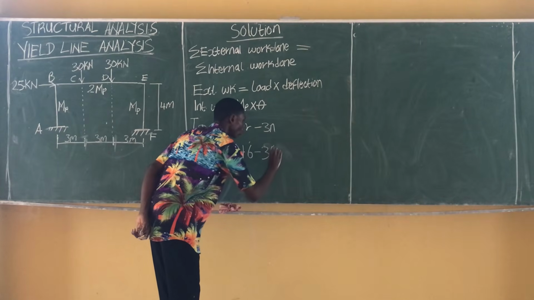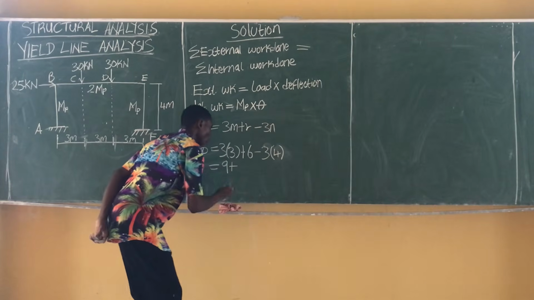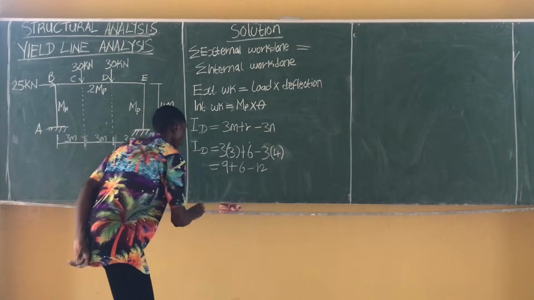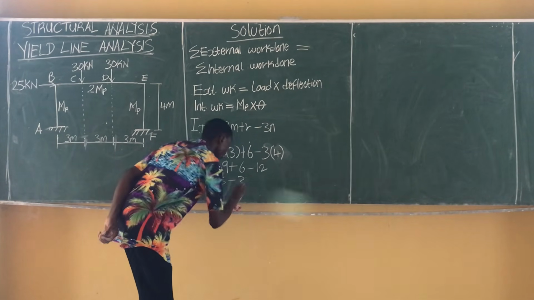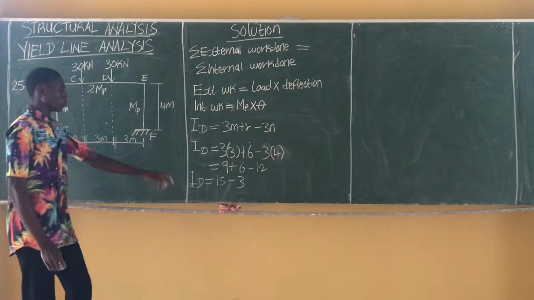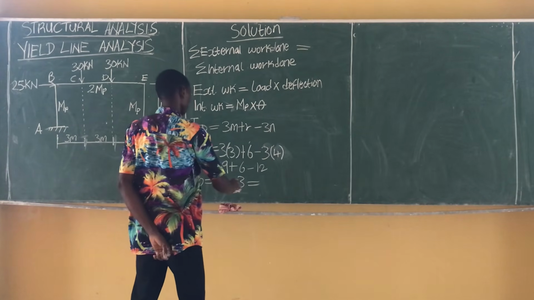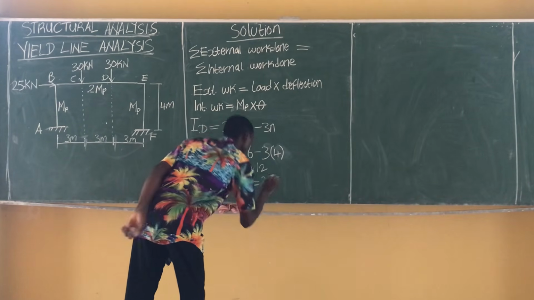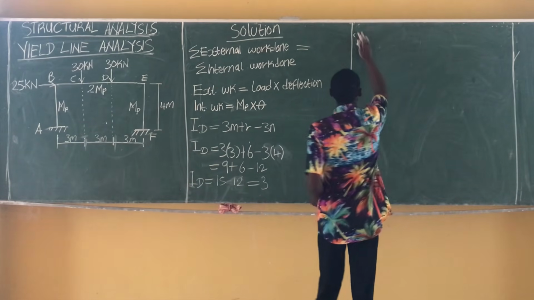Our indeterminacy is equal to 3 times number of members 3 plus our reaction 6 minus 3 times number of joints 4. So we have this to be equal to 9 plus 6 minus 12. So 9 plus 6, 15 minus 12 is what? 3. So our degree of indeterminacy is equal to 3.